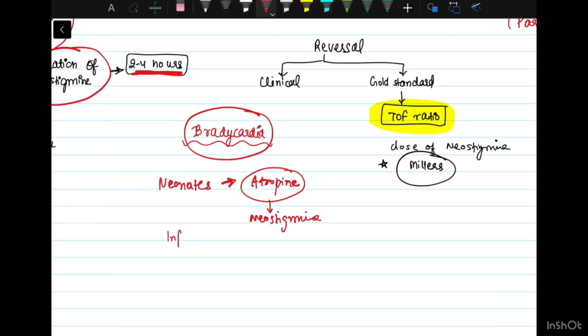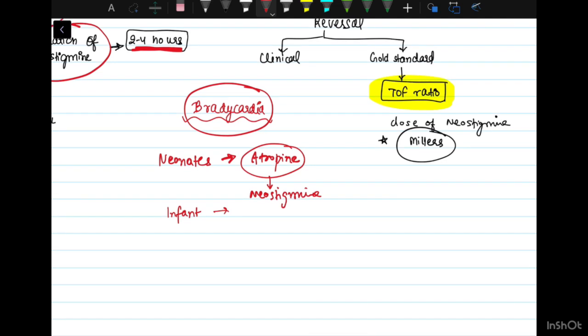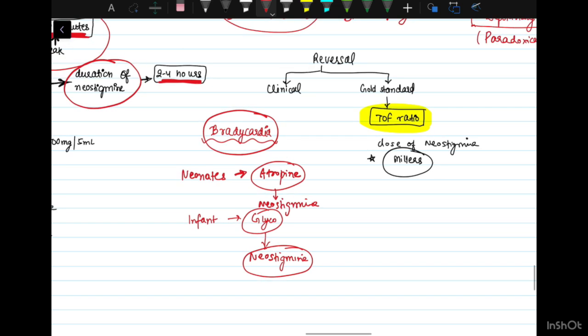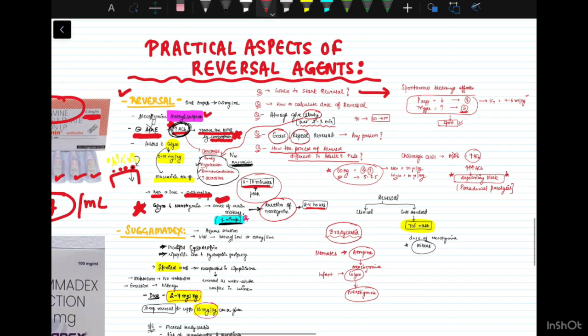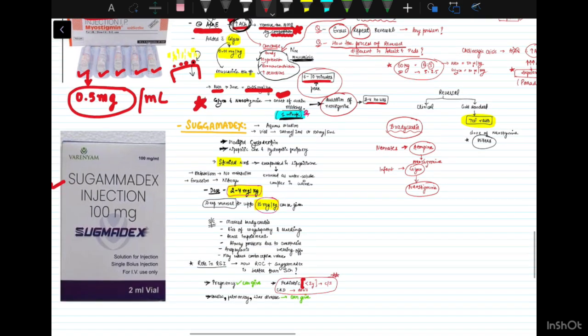Similarly, if the child is an infant or a 2 to 3 year old child, they still have a higher parasympathetic tone. So don't give atropine, but give glycopyrrolate first. Give it first. Don't mix it with neostigmine. Give it first, and then after some time give neostigmine. So this is the reason why we are not adding neostigmine and glycopyrrolate or neostigmine and atropine in neonates. That's all, I guess, is the important aspect in the neostigmine.